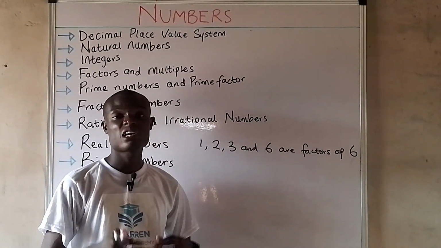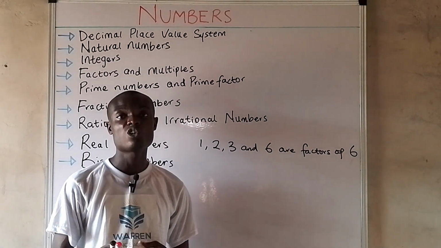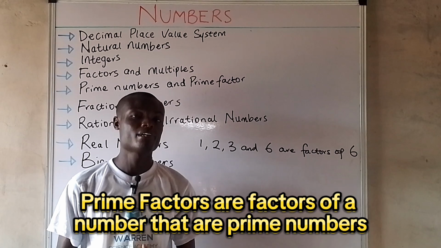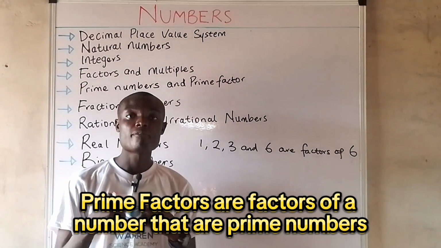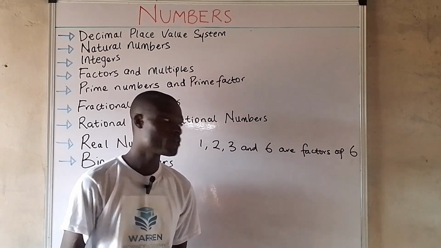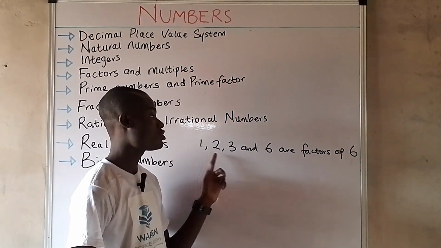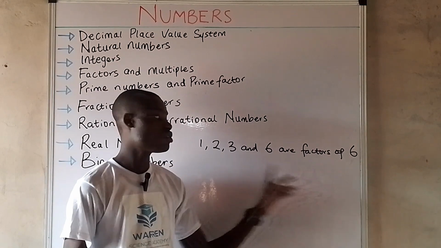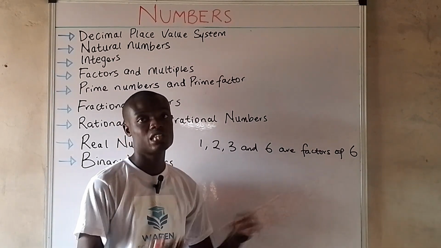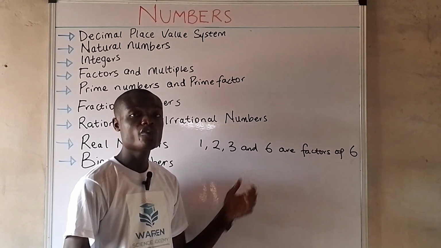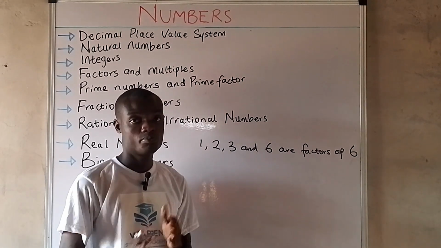So before we move on, let's look at prime factors, since we already know what prime numbers are. Prime factors are simply factors of a number that are prime, meaning they are factors that have only 2 numbers that can divide them. Now look at this example. 1, 2, 3, and 6, they are factors of 6. You know why they are factors? Because these numbers can divide 6 without a remainder. Now when we look at these factors, we will find out that some are prime and some are not prime.